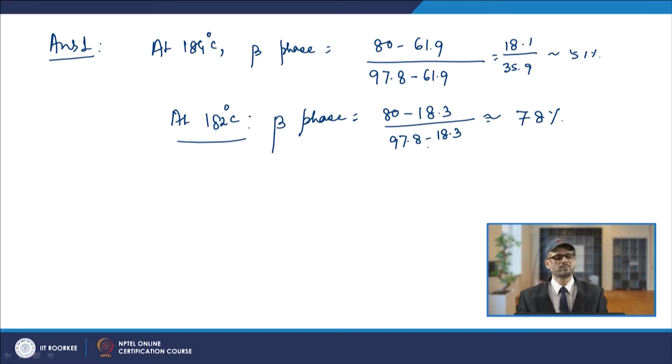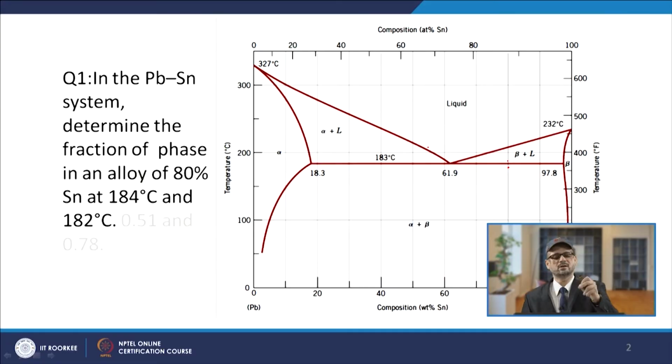That is how you can calculate the amount of phase, and at 182 degrees centigrade, the rest percentage will be the alpha phase. So, you will have alpha as around 22%. That is how you calculate the value of the beta phase. Coming to the next question.